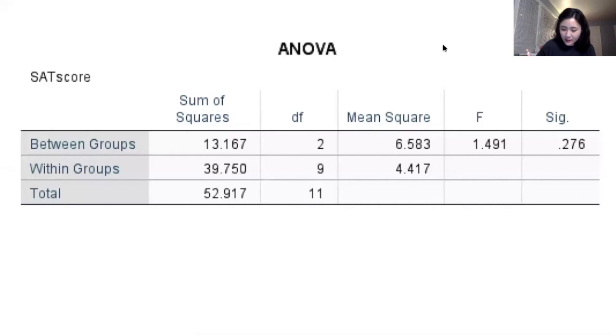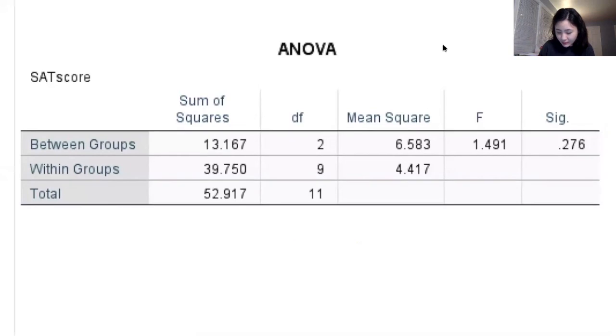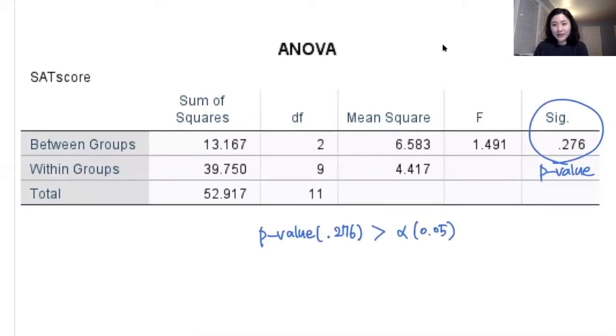And this is my p-value, compared to my alpha of 0.05. My p-value, 0.276, is greater than my alpha, which is 0.05, so I fail to reject the null hypothesis, and I could say I got the same result.